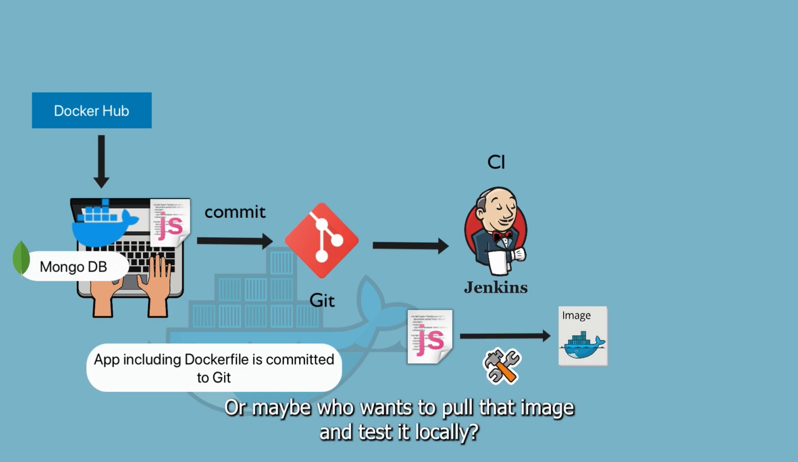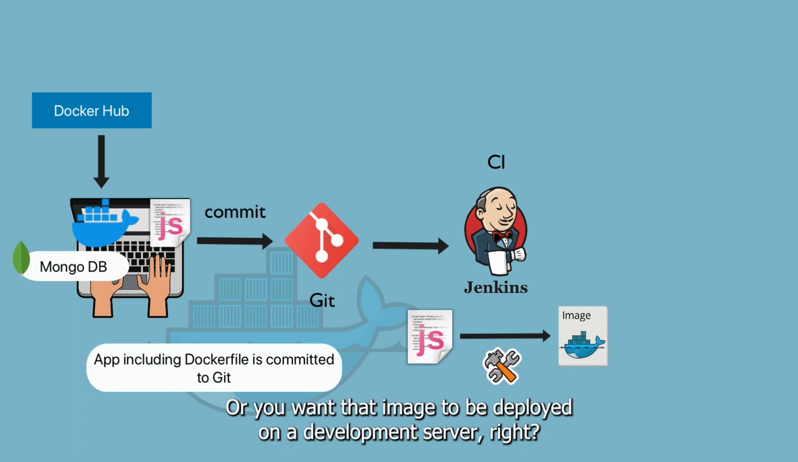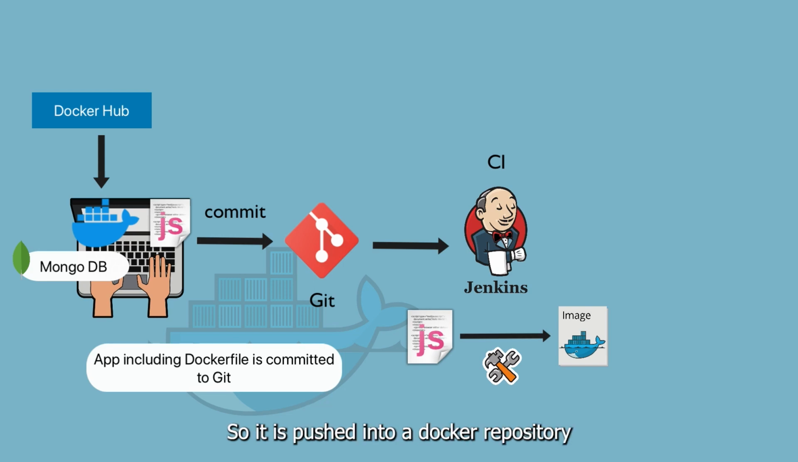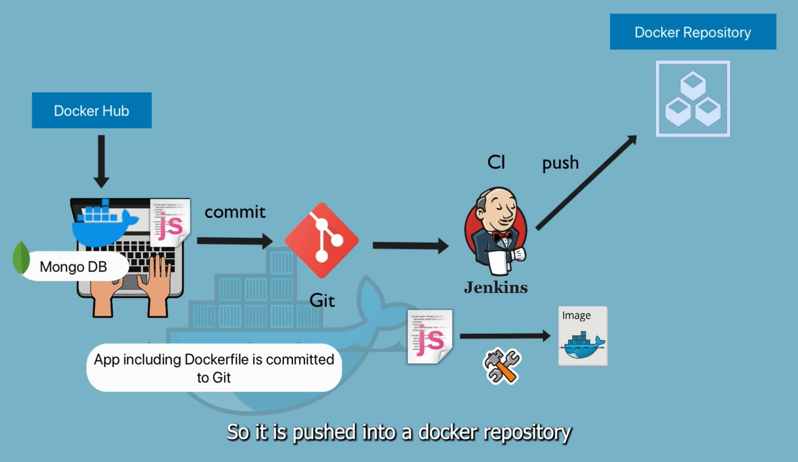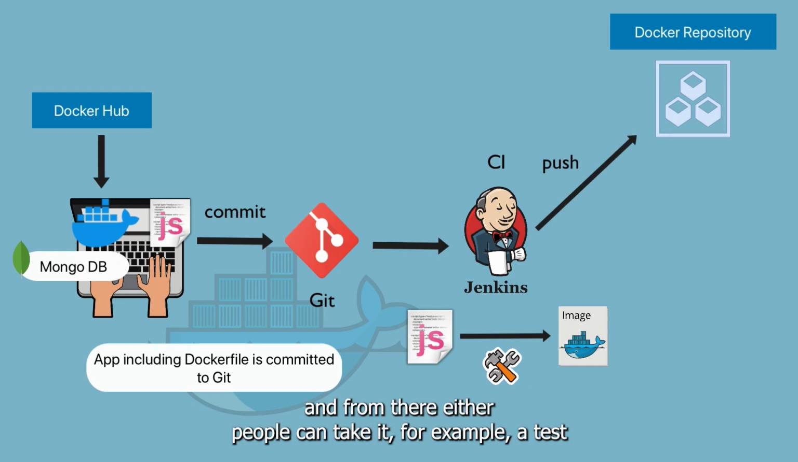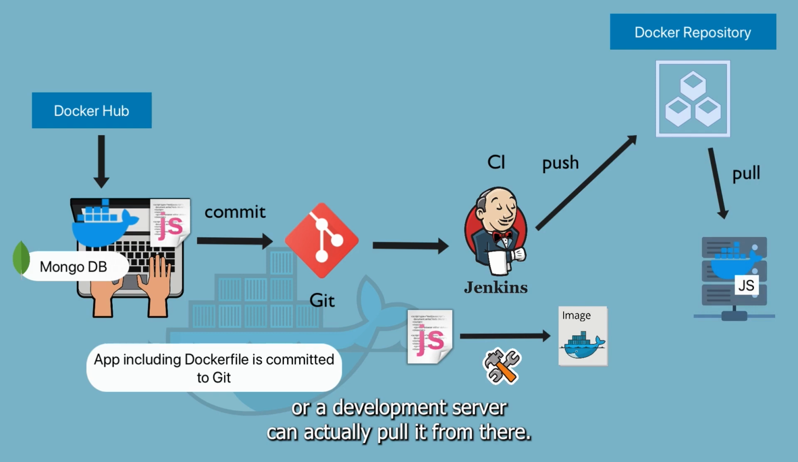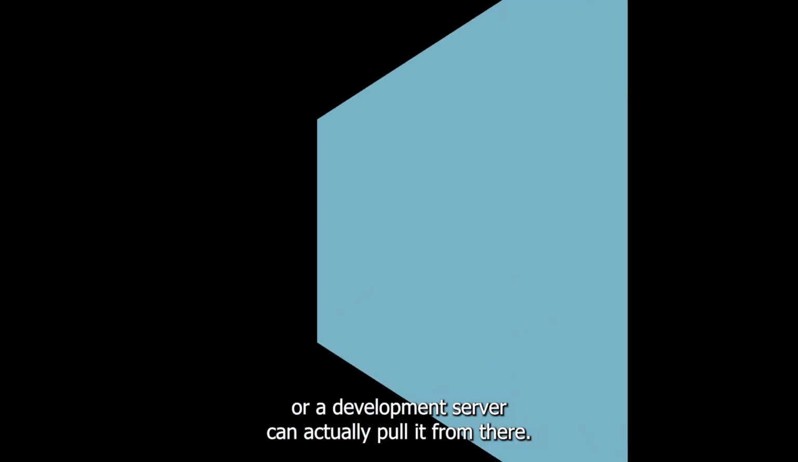It could be a tester maybe who wants to pull that image and test it locally, or you want that image to be deployed on a development server, right? And in order to do that, you have to actually share the image. So it is pushed into a Docker repository, and from there, either people can take it, for example, a tester maybe wants to download the image from there and test it locally, or a development server can actually pull it from there.